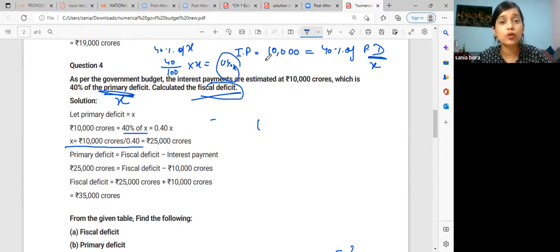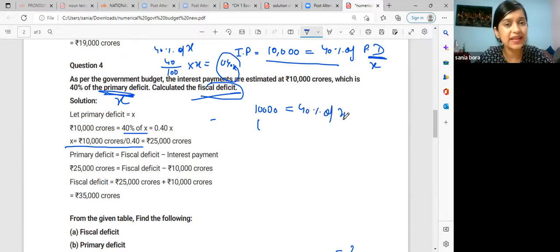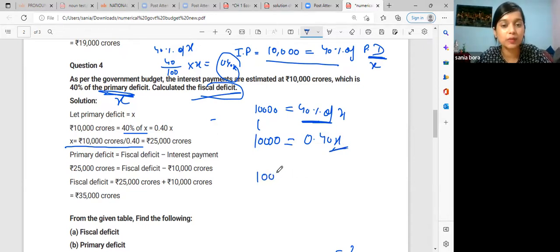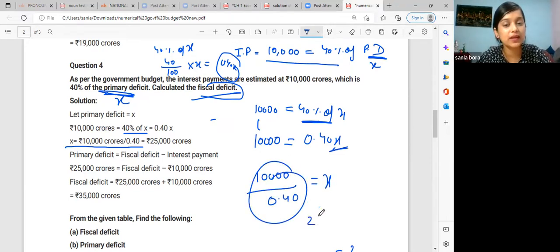Now, you know the statement that your interest payment was equal to 40% of X, your PD. So 40% of X you already solved, it is 0.40X. Now you simply have to find the value of X. Being a commerce student, a math student, you know that if you have to find the value of X, then it is this divided by 0.40 equals X. If you solve this, you will get 25,000. Clear? I hope now it's clear.